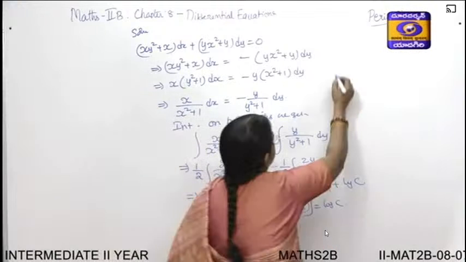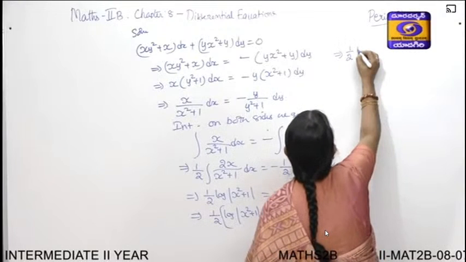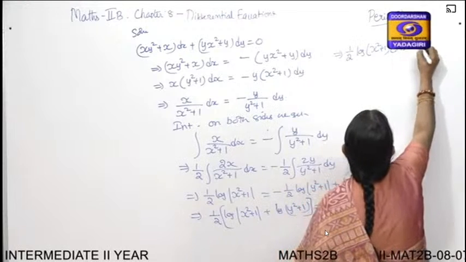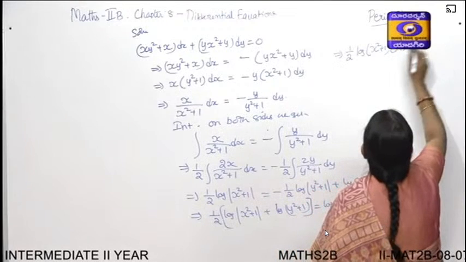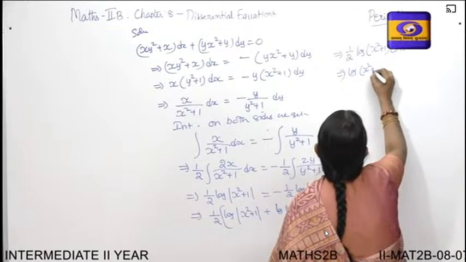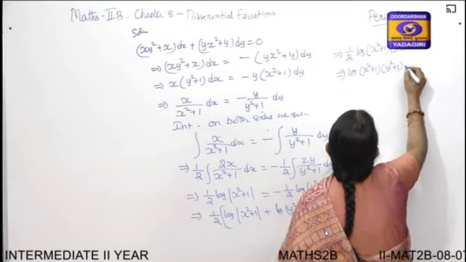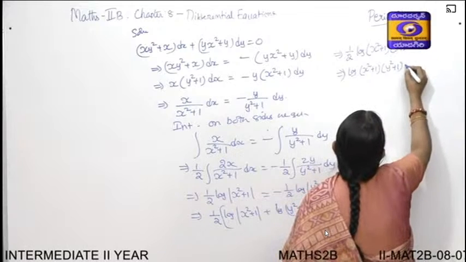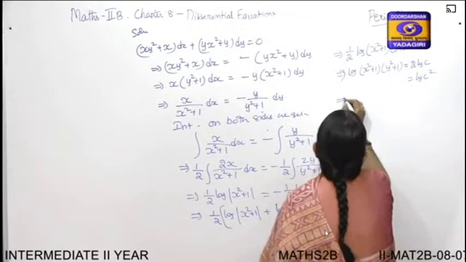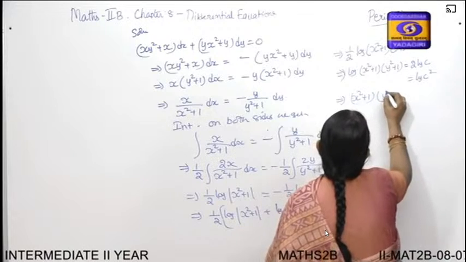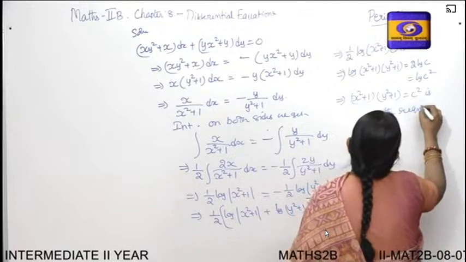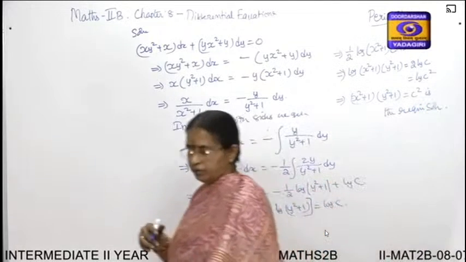So that implies half into log of x square plus 1 into y square plus 1 is equal to log c. Take 2 to this side, so it is log of x square plus 1 into y square plus 1 is equal to 2 log c. 2 log c can be written as log of c square. Now when you take anti-log on both sides, you get x square plus 1 into y square plus 1 is equal to c square, which is the required solution of the given differential equation.